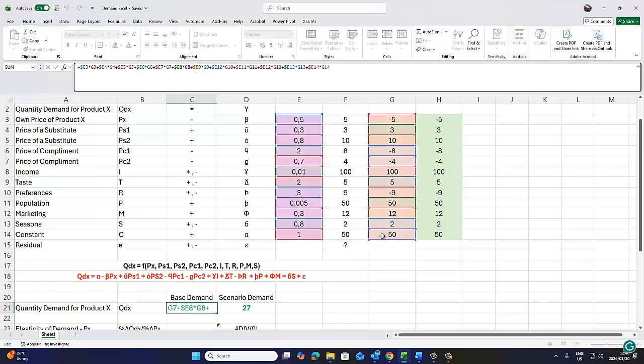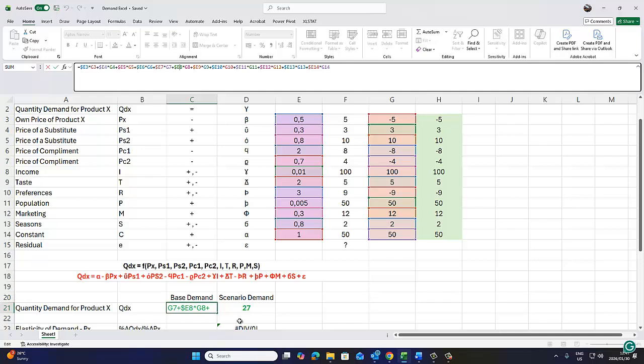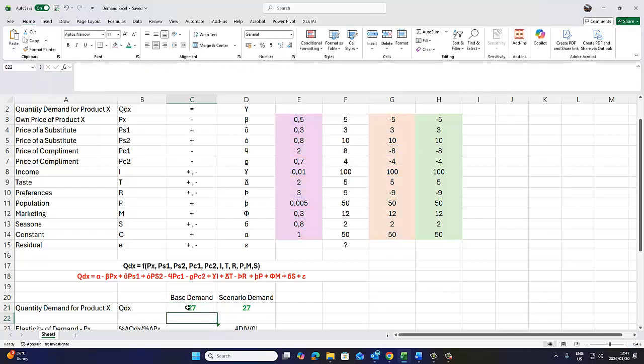Remember, it's an alpha, so it's 50 plus minus beta, so that's minus beta. Beta is 5, so that is minus 5, minus 0.5 times 5. I've just added the values there. So we plug our variables into our equation, and voila, we get a demand of 27.